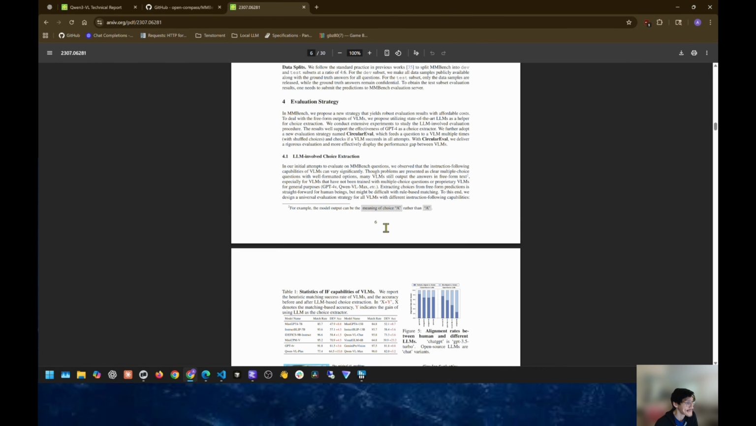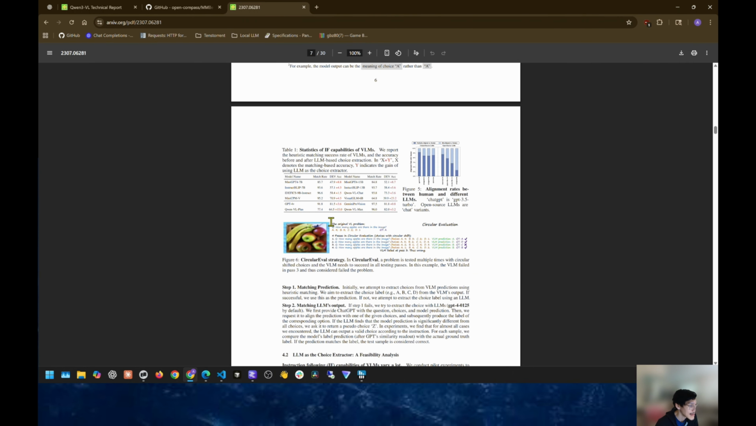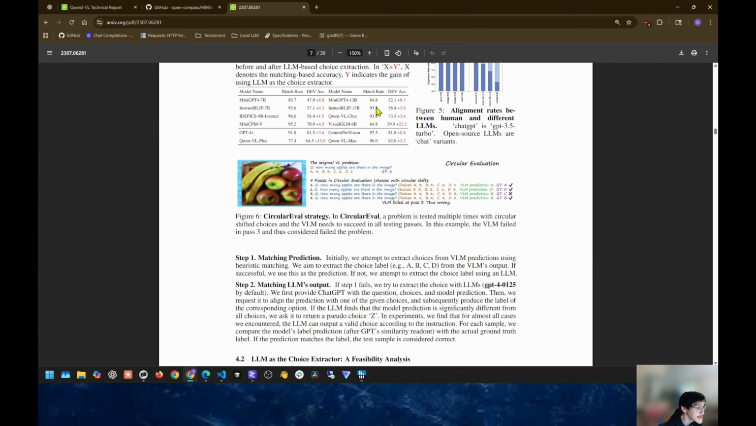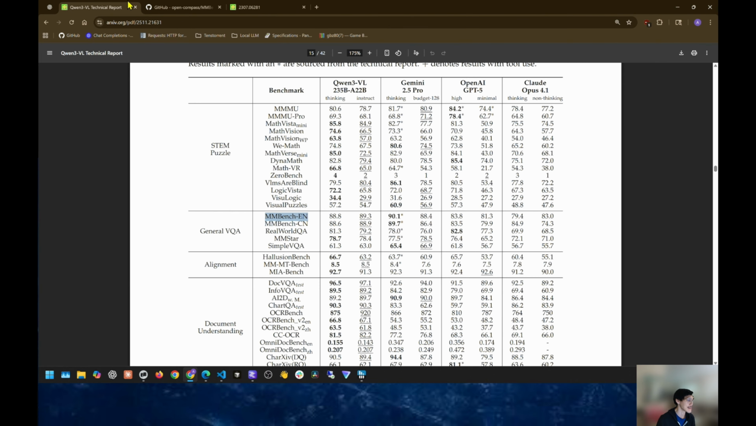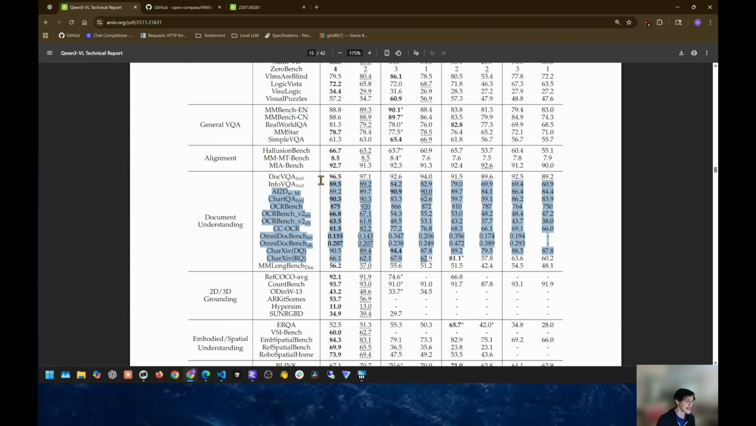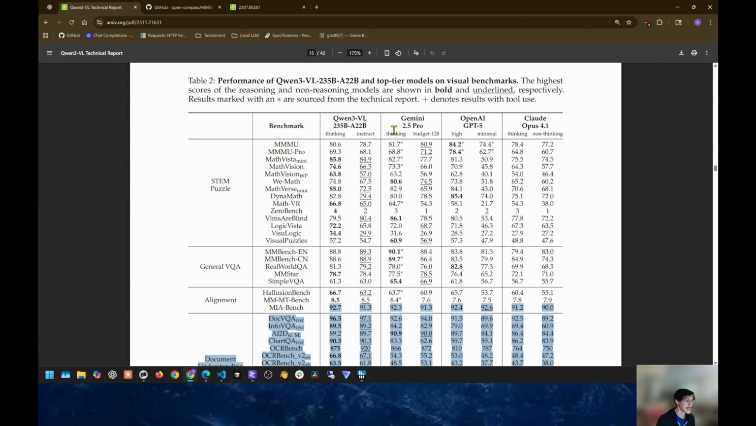I want an example. Okay, so an example of this would be: How many apples are there in the image? A, 4, B, 3, C, 2, D, 1. So 1, 2, 3, 4. Okay. So these are the types of benchmarks basically that they do on these vision language models.